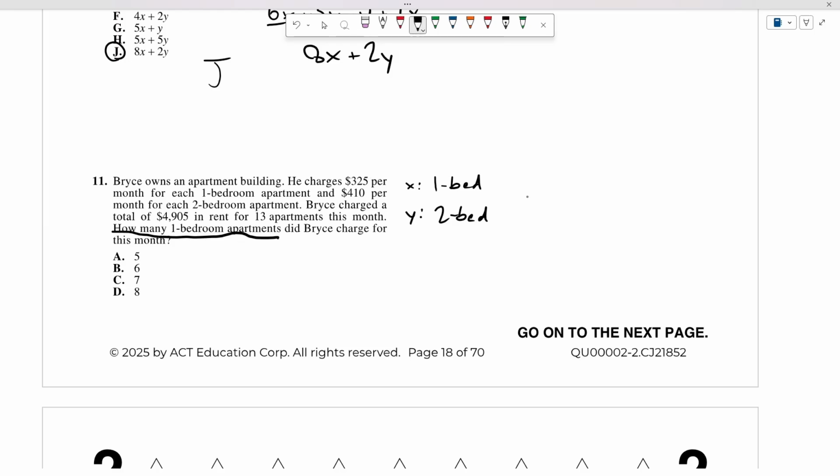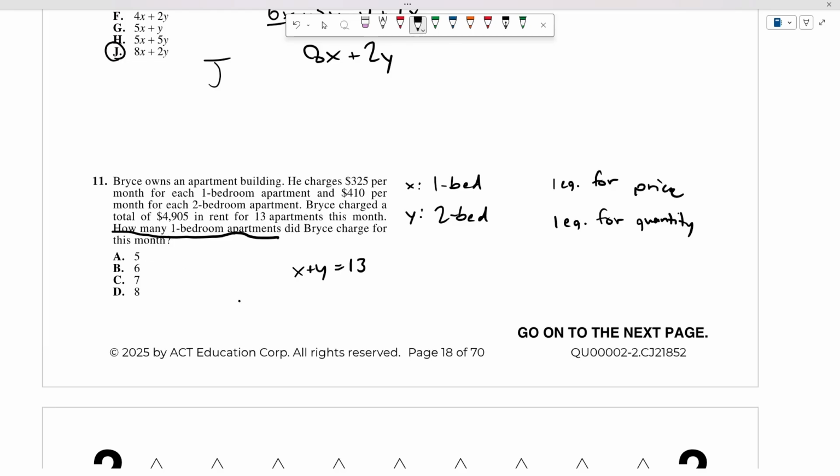So our two equations are going to be for price and for quantity. Quantity is the easy one, right? Quantity is just going to be x plus y equals 13, because there's 13 total apartments. The price is going to be, we want to add up the cost of all the one beds and the cost of all the two beds, and that's a total cost.